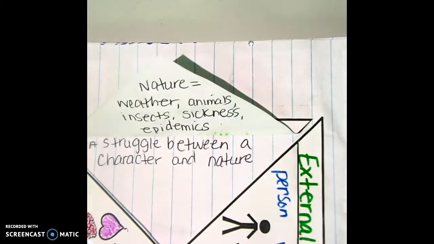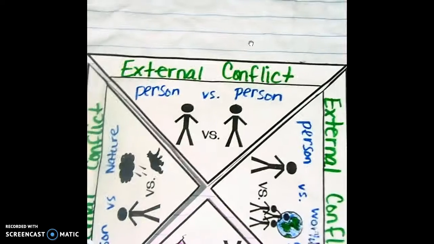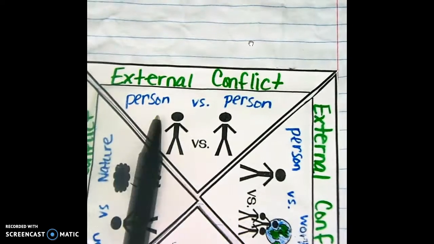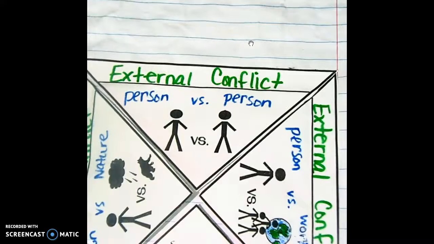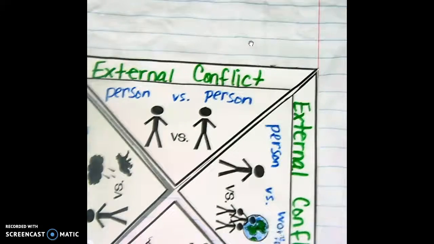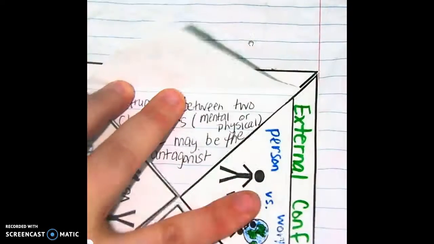Okay, the next type of conflict is also an external conflict, and one of the most easily identifiable conflicts. This is person versus person. Again, it's an external conflict because anyone on the outside is able to see this type of conflict. So I'm going to lift this up so I can write my notes.